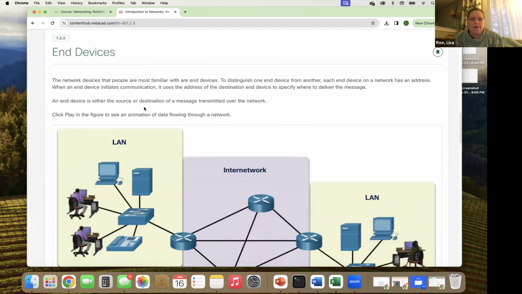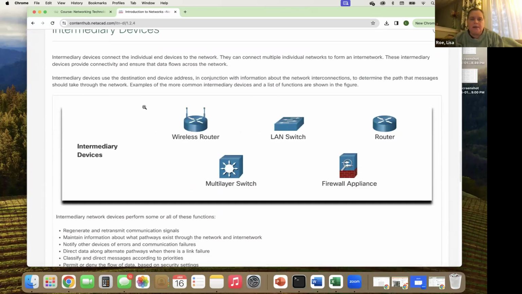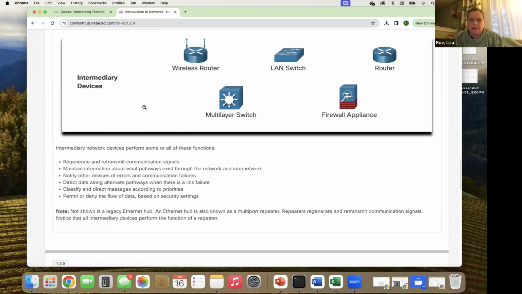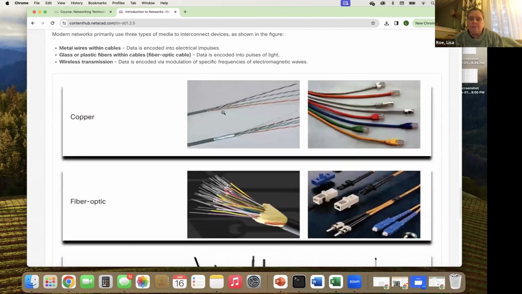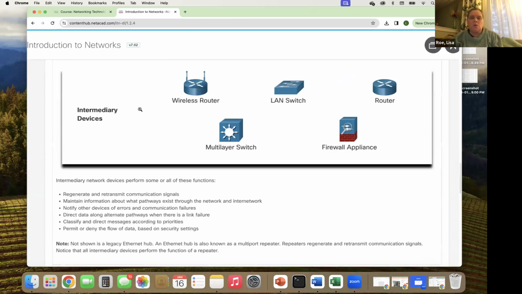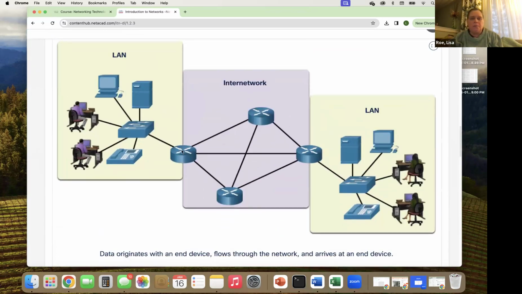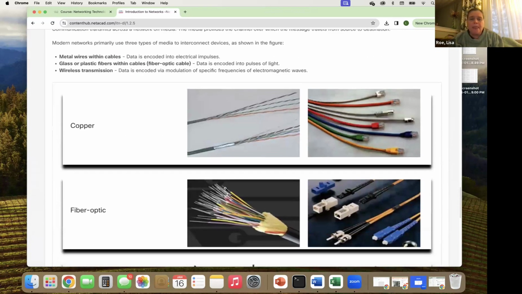Okay, so first we have our end devices, then we have our intermediary devices that connect everything together, and then we have the media itself. And the media itself is what connects. So when I look up at this, all these little black lines are cables. But the media doesn't have to be a cable, like an Ethernet cable. It could be a wireless signal, like a cell phone signal. It could be a wireless signal like you use with your laptop.